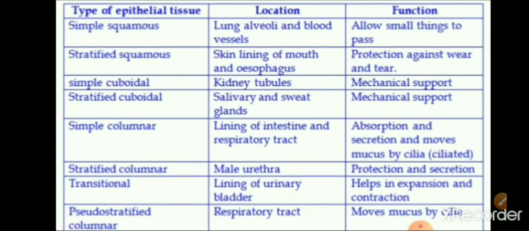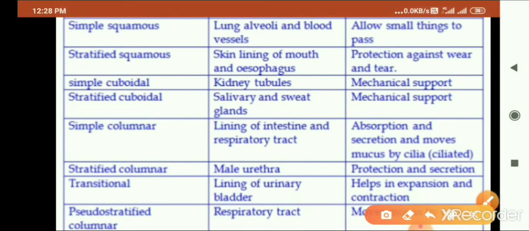Now here we have the location and the functions of this epithelial tissue. The simple squamous tissue is located in the lung, alveoli, and the blood vessels. The stratified squamous is present in the lining of mouth and esophagus. Simple cuboidal is found in kidney tubules, and stratified cuboidal is found in salivary glands. Simple columnar is found in intestine and the respiratory tract, and the stratified columnar is found in male urethra.